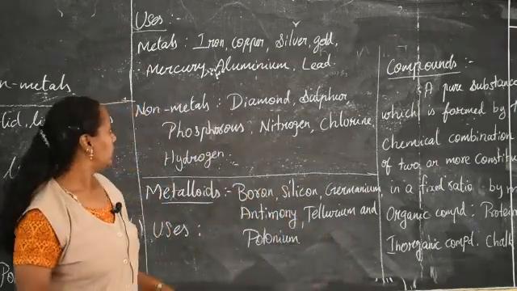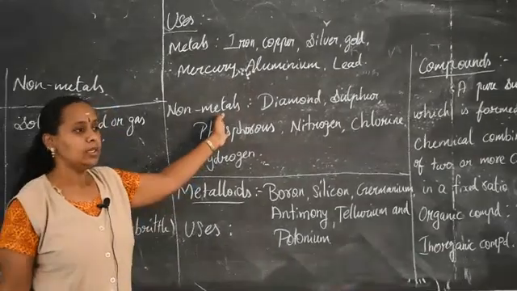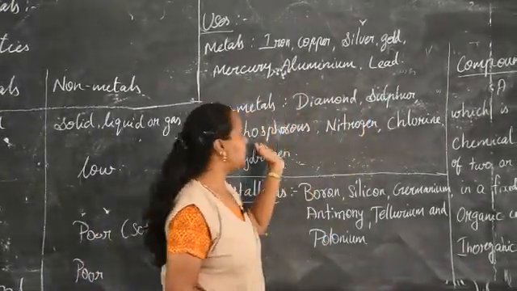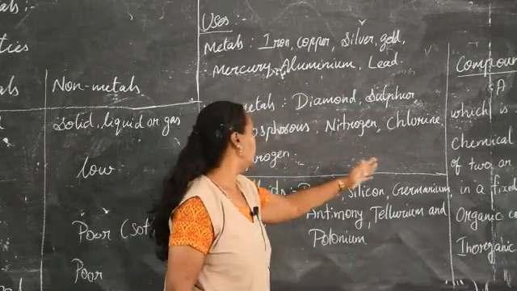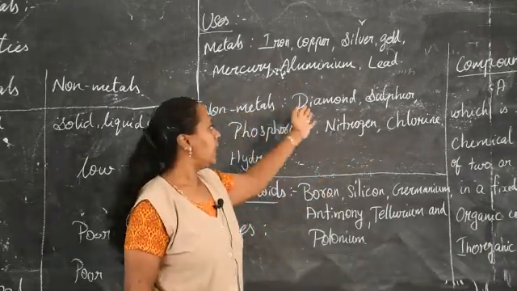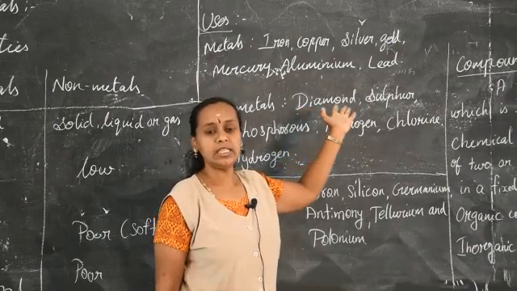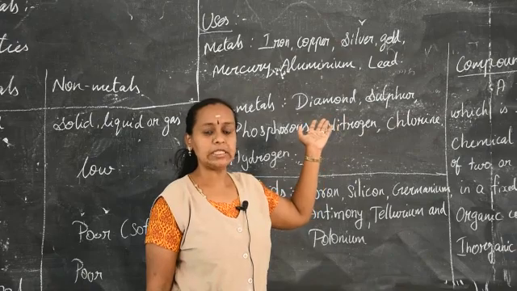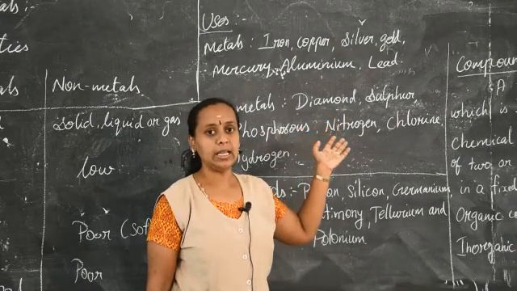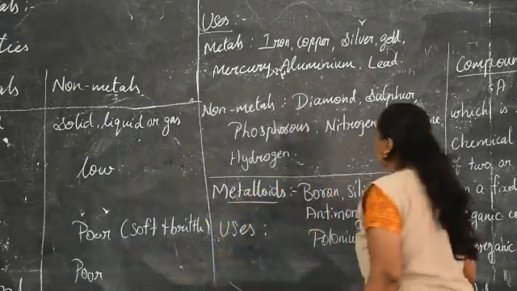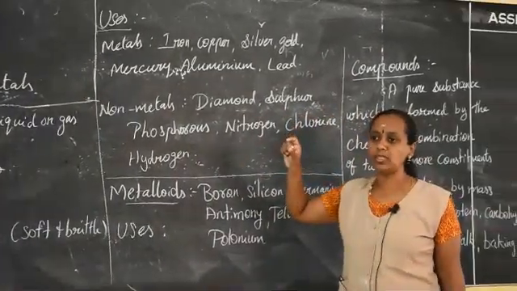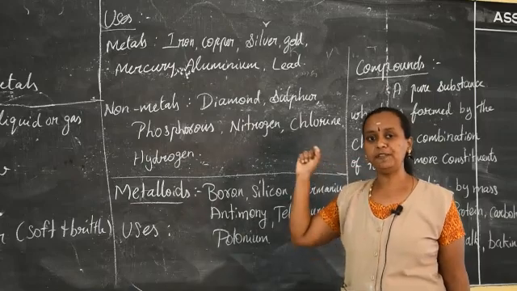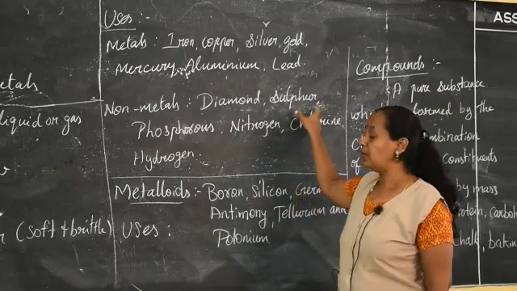The next one is the non-metals. So non-metals means, if I can say, diamond, sulfur, phosphorus, nitrogen, chlorine and hydrogen. Diamond, it's very understandable. It is used in accessories like jewelry, as well as for cutting, as a cutting non-metal also. Then sulfur, it is used in matchboxes. You can see the strip is made up of sulfur. It can make fire.